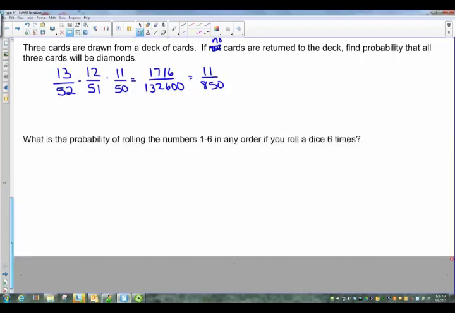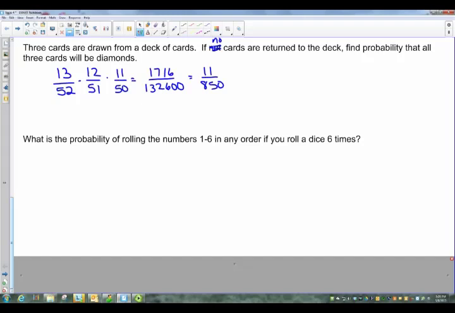All right. Final one for today is this. What is the probability of rolling the numbers 1 through 6 in any order on a dice that you roll 6 times? Now this one's really tricky. You got to think about this. Start with the first one.